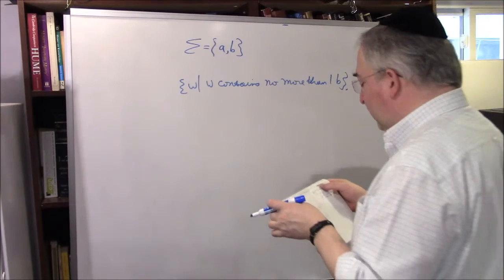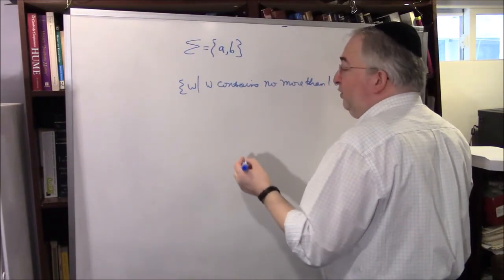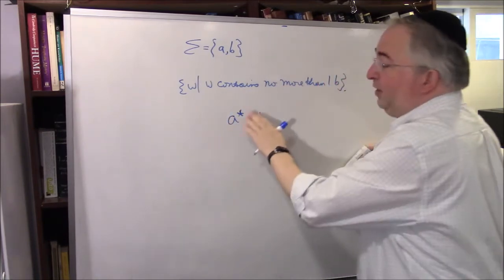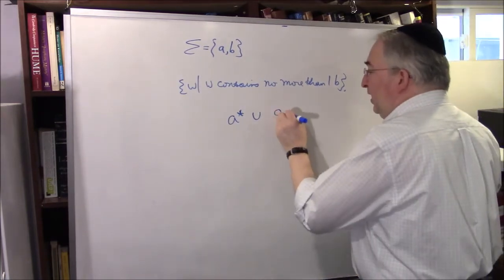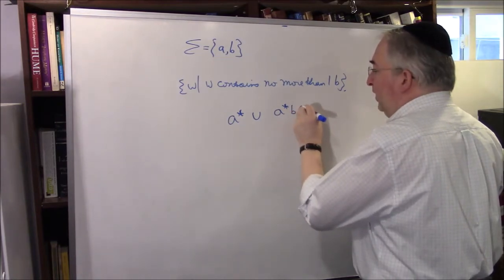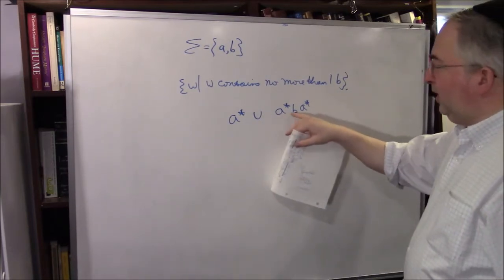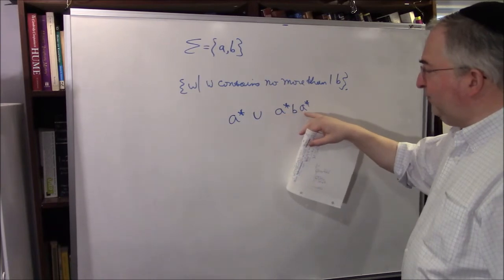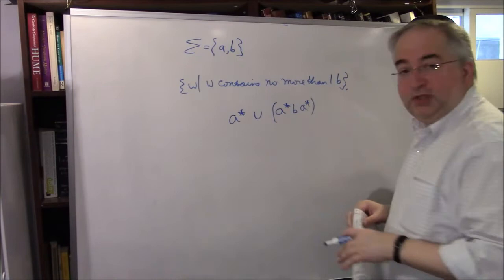Okay, and the usual way to write it, one way of doing it, is saying 0 B's. That means a star, or there's 1 B. Well, the 1 B could be a star, b, a star. That's it. Have a bunch of a's before, have a bunch of a's afterwards, but have 1 B. Okay, that's one way of doing it.